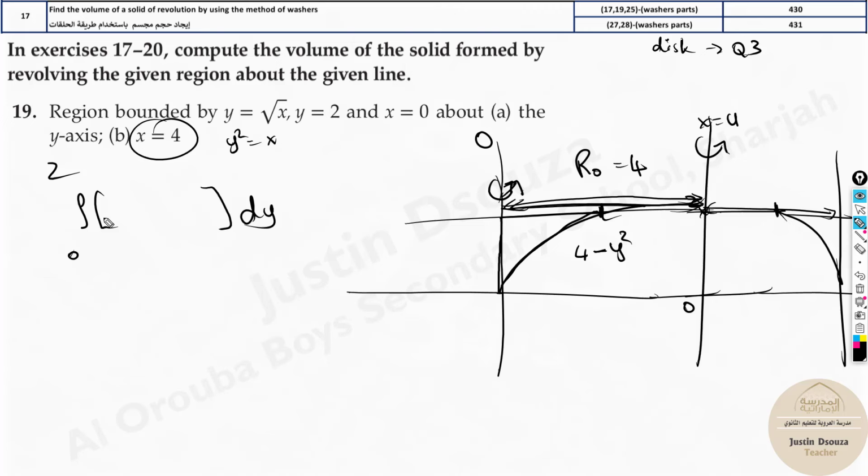This is the equation. So it's pi times the outer radius 4 squared, minus the inner radius, which is 4 minus y squared, the whole squared. This is the inner radius. Okay, I'll just rewrite this properly. The formula states that whether it is the inner or the outer radius, it must be squared. Let's use the calculator and solve it.